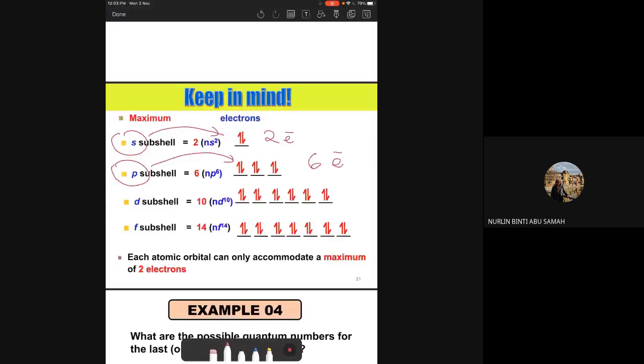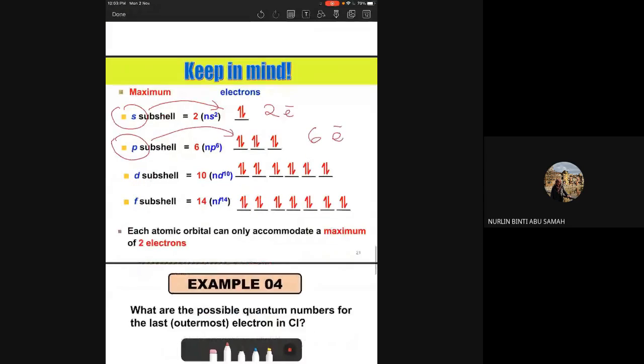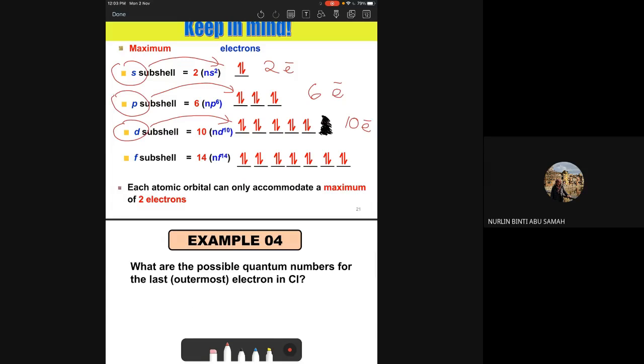Okay, good. Then untuk D, dia ada 5 potential orbital. 1, 2, 3, 4, 5. So D orbital akan ada 10 elektron. Okay, F akan ada 7 orbital. 1, 2, 3, 4, 5, 6, 7. So akan ada 14 elektron. Okay, ini yang paling penting.